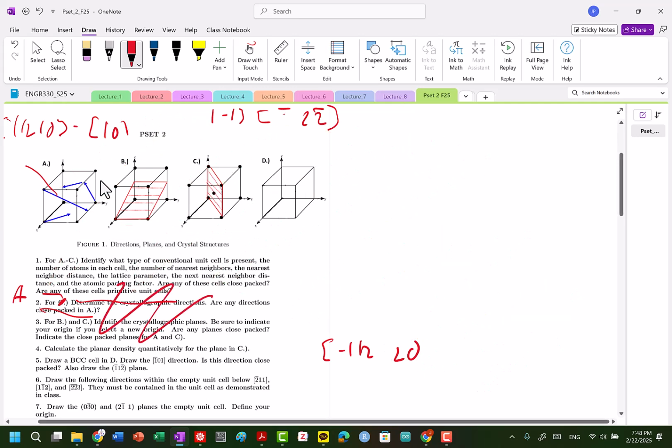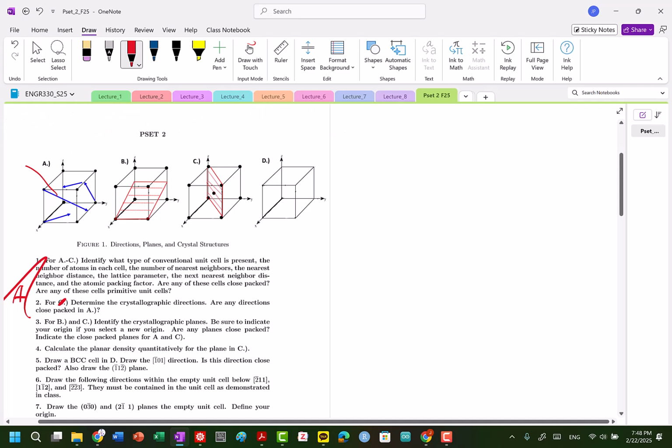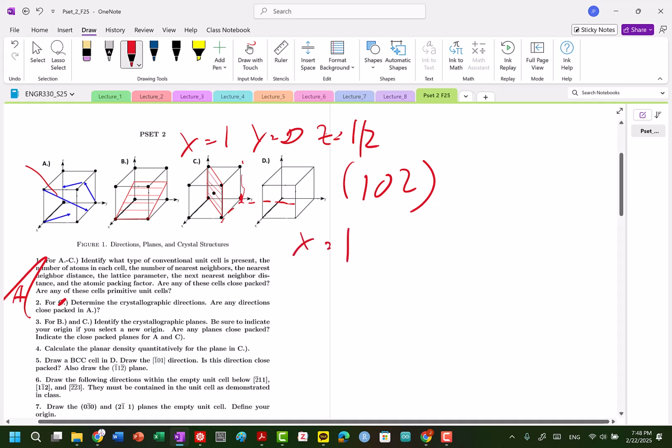Now we've got planes. So, first plane, we don't intersect our origin, so our x-intercept is equal to 1. Our y-intercept never happens, and our z is equal to 1/2, so our plane is going to be 1, 0, 2. Here, we have to change our origin. Let's pick here. My x-intercept is equal to 1. My y-intercept is equal to minus 1. My z never happens, so we're going to have 1, 1/2, 0.